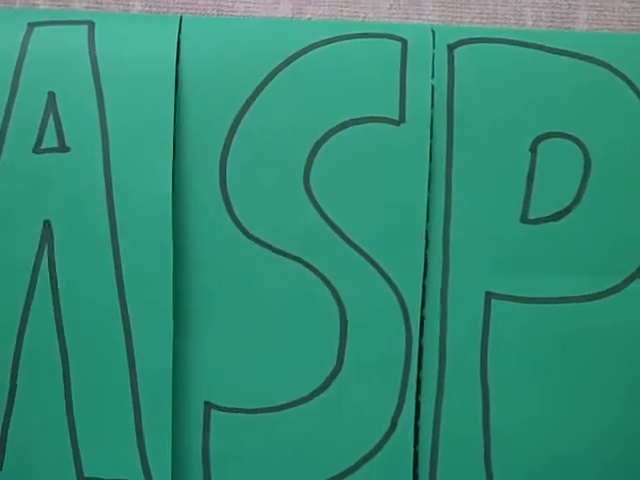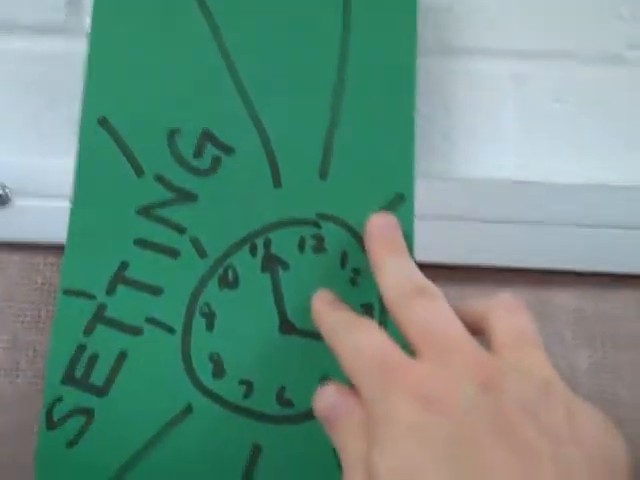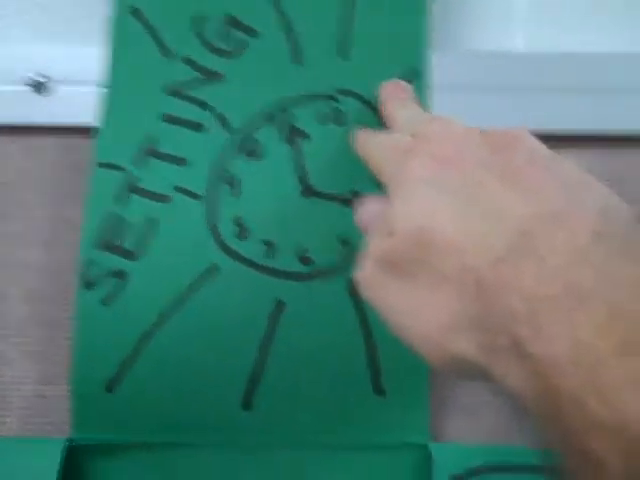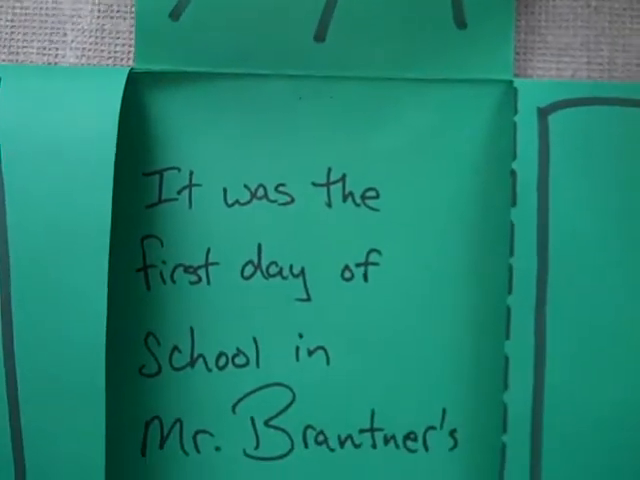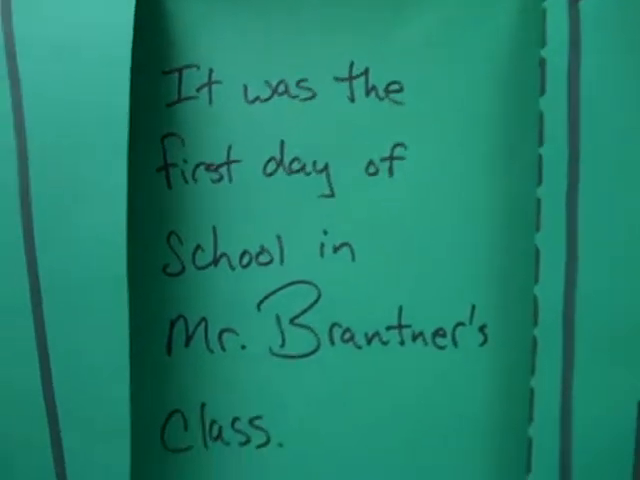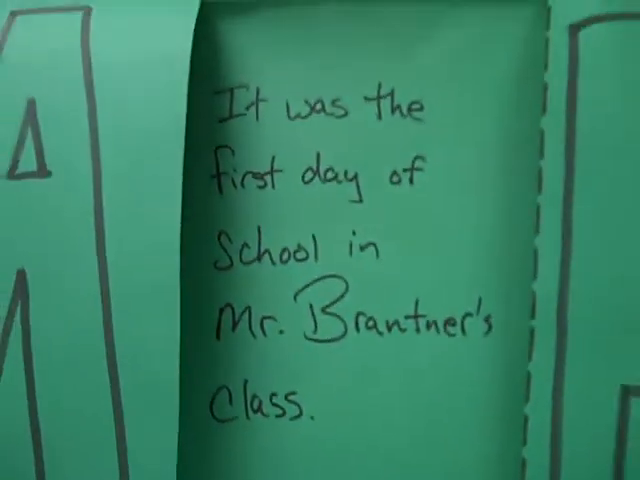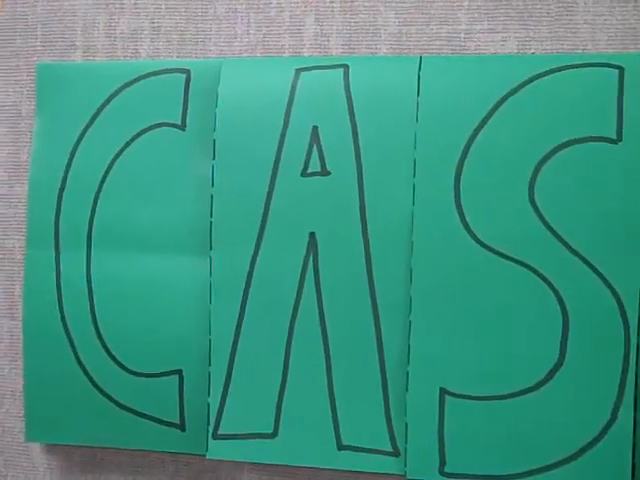Also, in the beginning of the story, we're usually introduced to S, which stands for setting. This is the when and the where that the majority of the story takes place. In this story, it was the first day of school in Mr. Brantner's class. So the beginning of the story usually gives us the CAS part of the CASPER chart.